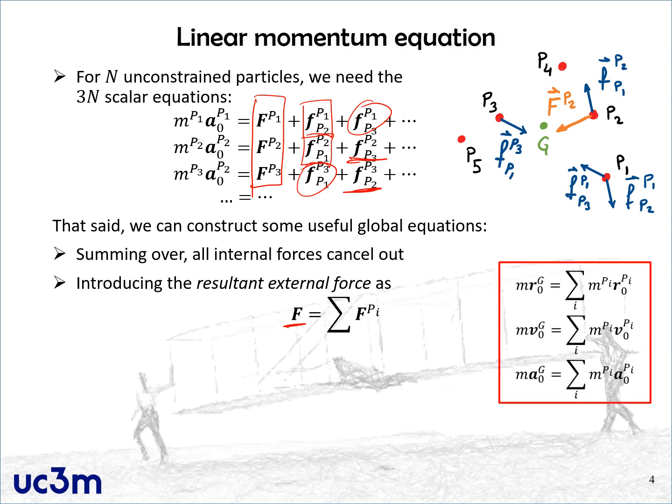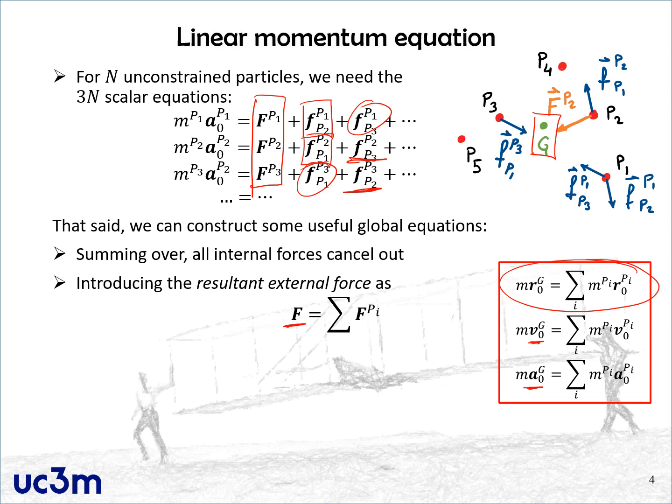Regarding the left-hand side, remember our definition of the center of mass. All right, this is just the first moment of the mass distribution of this system of particles. If we take derivatives twice, we see that what we have on the left-hand side here is the velocity of the center of mass and the acceleration of the center of mass. Okay, the center of mass is a point which will be somewhere in the middle of our swarm of particles.